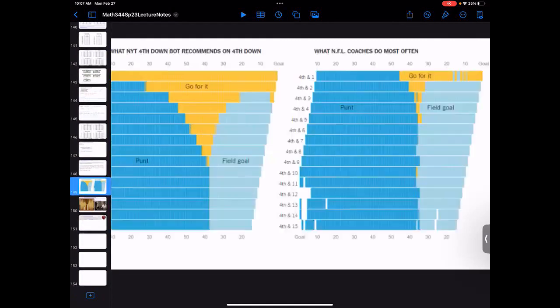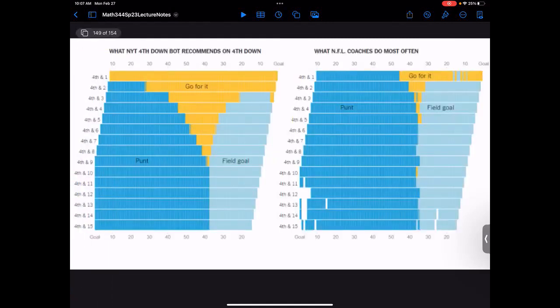Doing just a quick search online, I found an article talking about when you should go for it on fourth down, when you should punt, when you should go for the field goal. Not surprisingly, if you're deep in your own territory, you're not going to go for the field goal. And then eventually it gets to the point where, I think this is 4th and 1. Oh, no, 4th and 1 is at the top. On 4th and 15, basically don't go for it. Kick the field goal when you're somewhat close. And the interesting thing is how close people's strategy is to what is optimal.